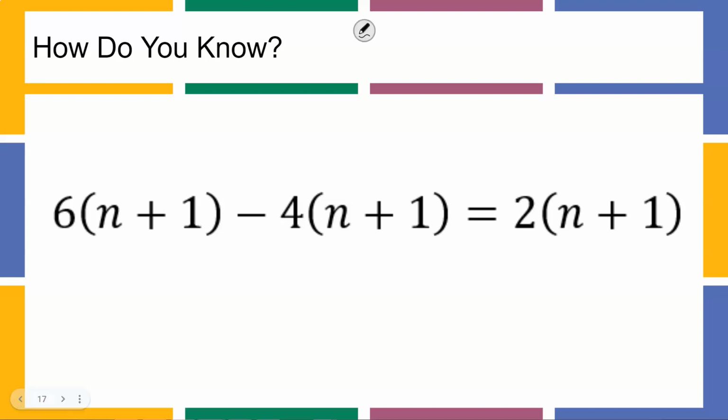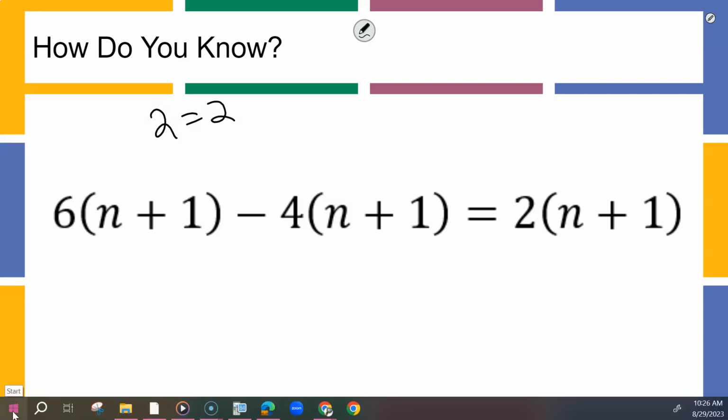Someone tell me what you got. 2 equals 2. Say that one more time. 2 equals 2. What does that mean? We talked about that last class. It's a specific type of solution. Someone said it before I did. Infinitely many solutions.